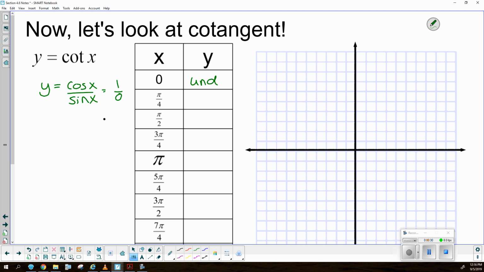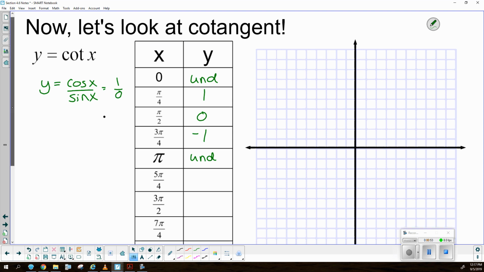Cotan of pi over 4 is going to be positive 1. Cotan of pi over 2 is going to be 0. Cotan of 3 pi over 4 is going to be negative 1. We're in the second quadrant. Cotan of pi is going to be undefined. If I'm going too fast, push pause, fill out the table yourself, and then come back and check.